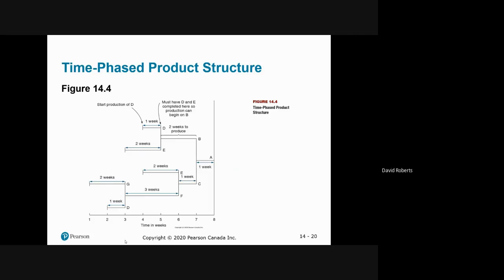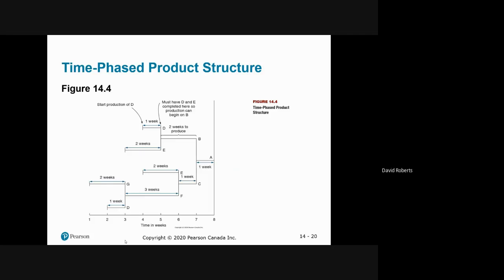What happens in week 2? You need to start making some D's. In week 3, the G's and D's get combined to start making some F's. You also need to start making some E's. Again, if you order them externally, you would just be a purchase order. If you make them internally, it'd be a production order.